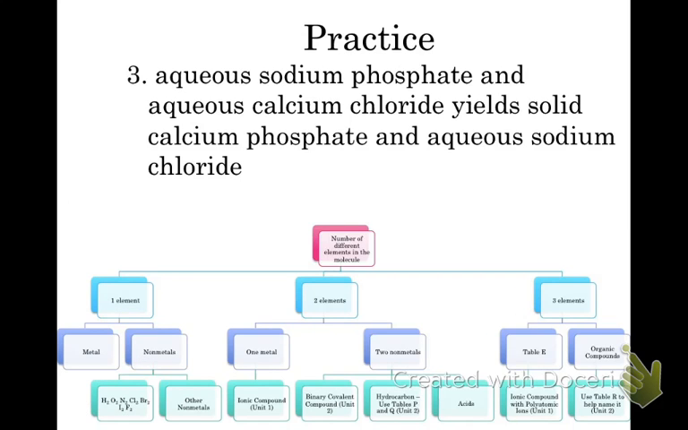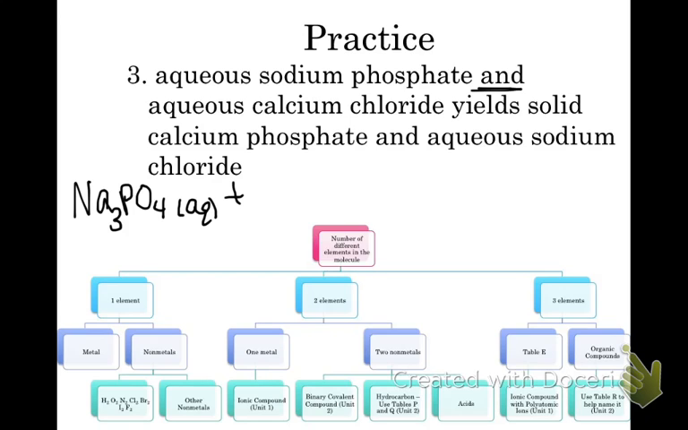Number 3, aqueous sodium phosphate and aqueous calcium chloride yield solid calcium phosphate and aqueous sodium chloride. So I have sodium phosphate, that's NaPO4. That phosphate is a minus 3 charge. Sodium is only plus 1, so it's 3 next to that sodium. The written form says aqueous, so I'm going to write an AQ. I'm writing a plus sign for the "and."